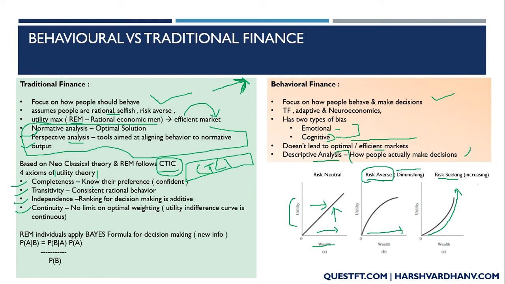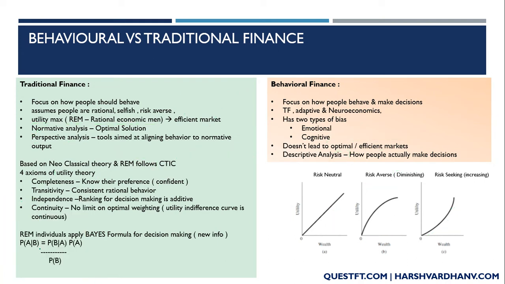So the agenda over here is basically telling that as per the utility theory, a rationally economic man, a person who is behaving rationally in terms of his financial decisions and the market is efficient, they follow four things. One is completeness, they know their preference. So they know their preference, they know how the market is performing, what are the opportunities over there.